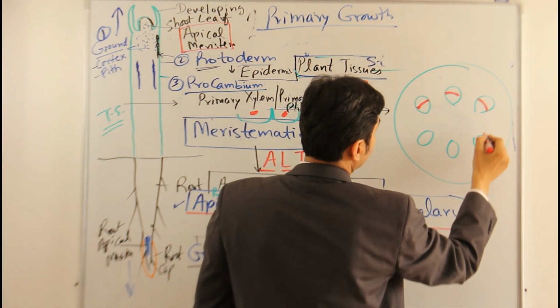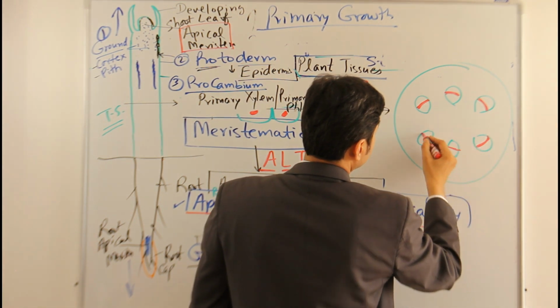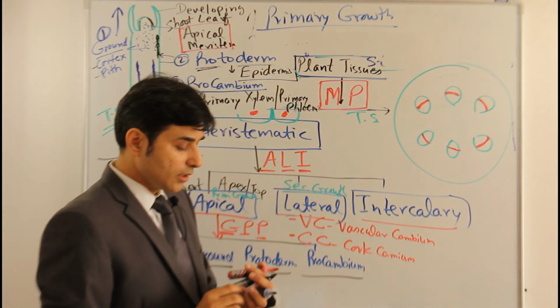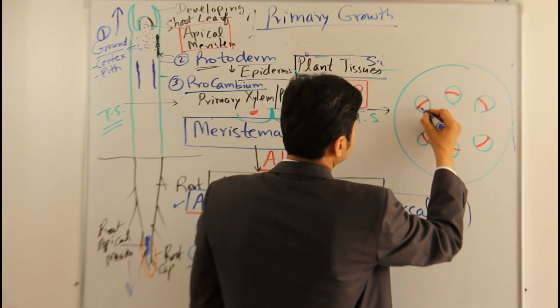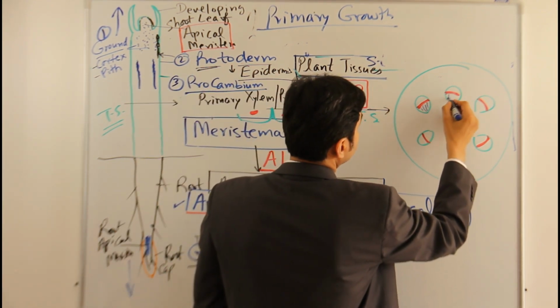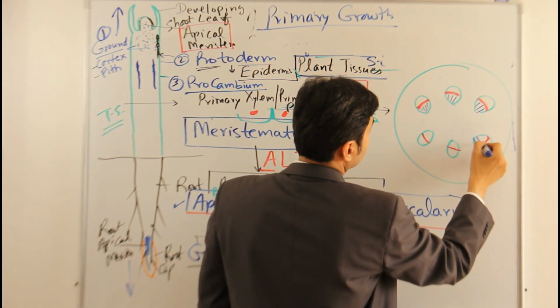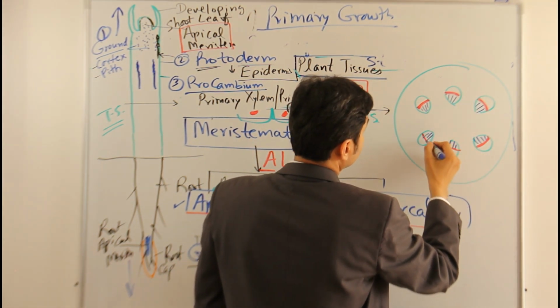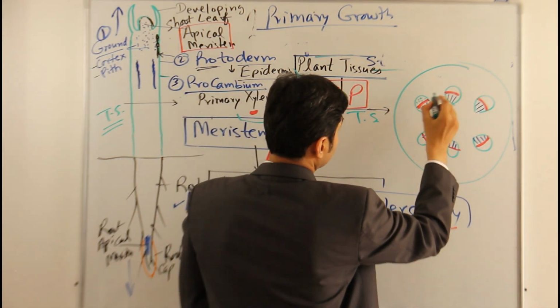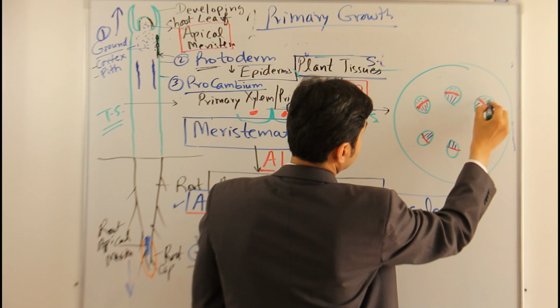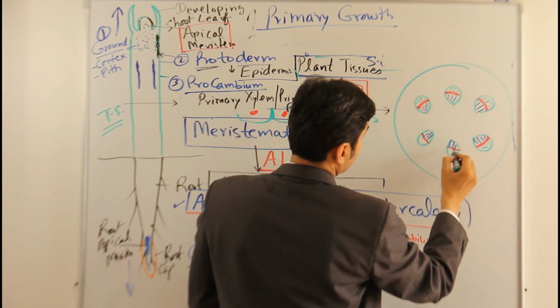And what type of vascular bundles are you seeing here? These are basically arrangements of xylem and phloem. Xylem is inside, this is xylem, and phloem is outside. Okay, so this is phloem.